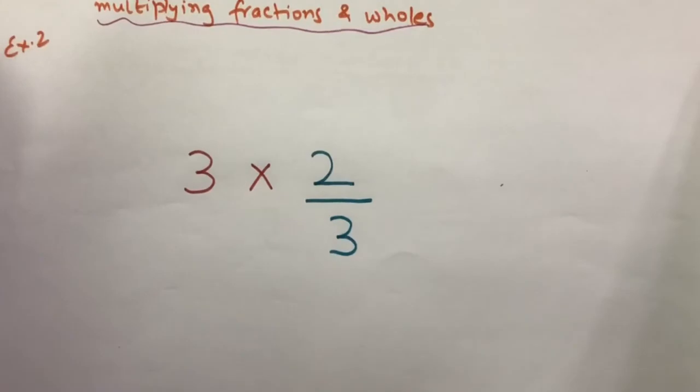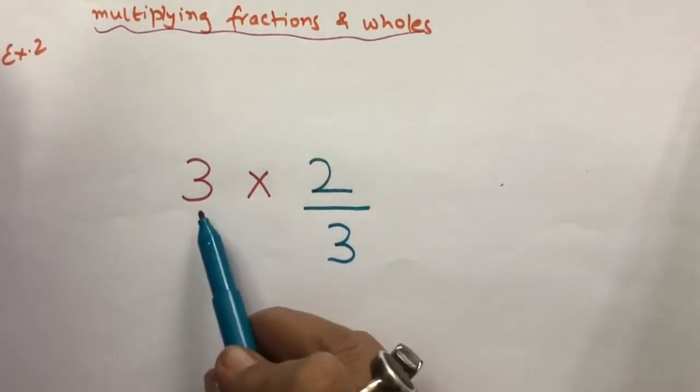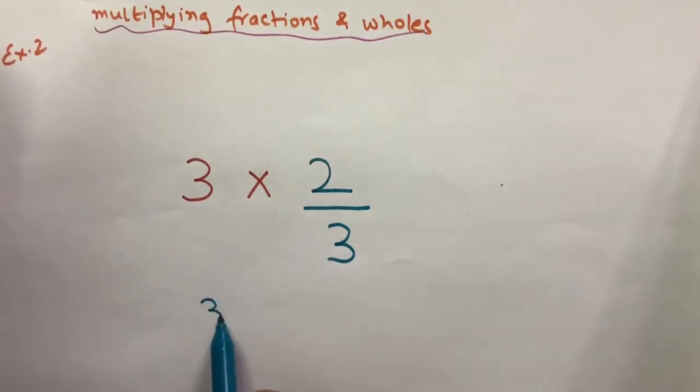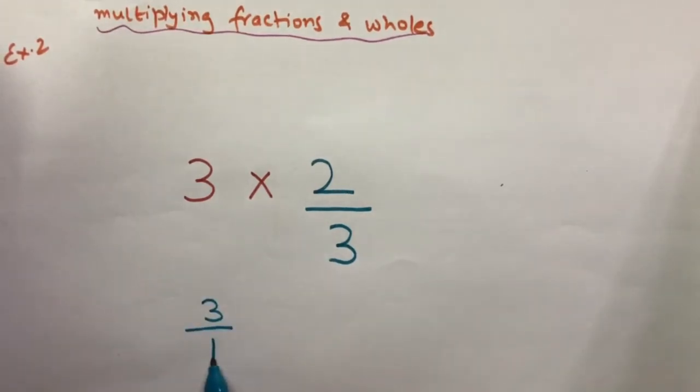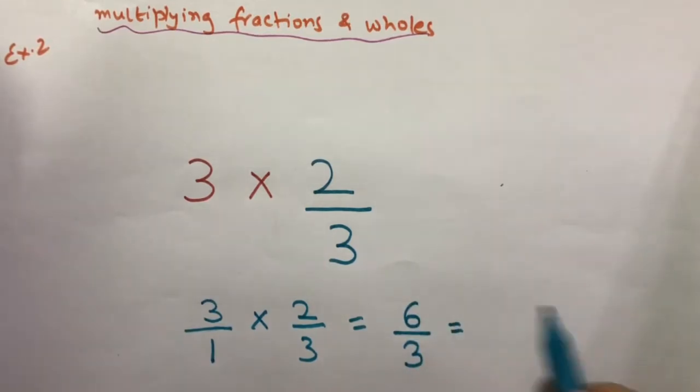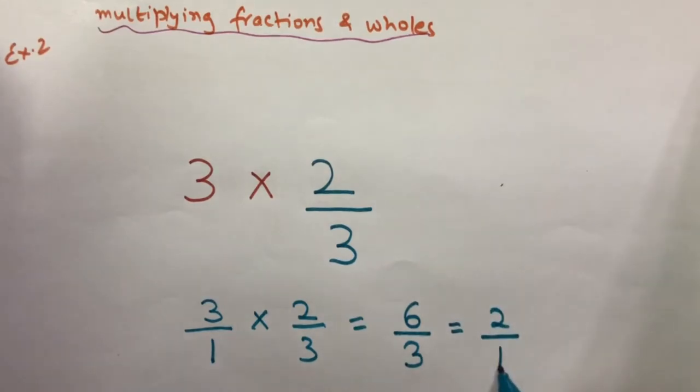Here we have 3 wholes and 2/3. So simple, what do I do? I change it to a fraction, that is 3 upon 1, and multiplying numerators, 3 twos are 6 and 1 three is 3. And I see this is a multiple of 3, so it can be reduced to simplest form. So 3 twos are 6, 3 ones are 3, and I can write this as 2.